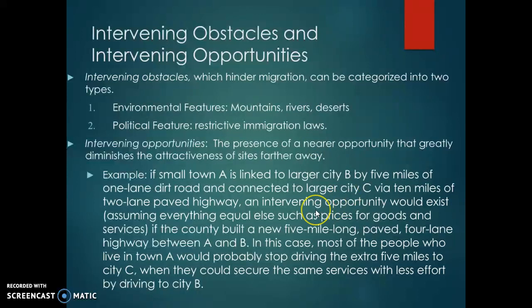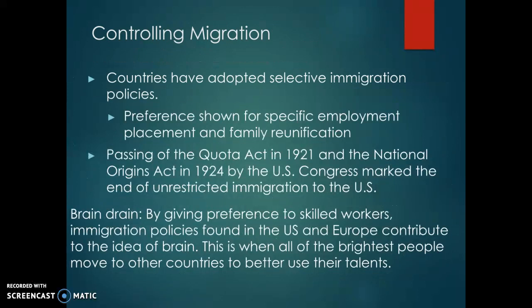All right. So there would be an intervening opportunity for city B to build a smoother road. So if the county built a new 5-mile long paved 4-lane highway between A and B, in this case, most people who live in A would probably stop going the extra 5 miles to city C because city B took advantage of this intervening opportunity. Okay, so read through that if you don't understand it, and maybe if you have to draw a visual, that might help you.